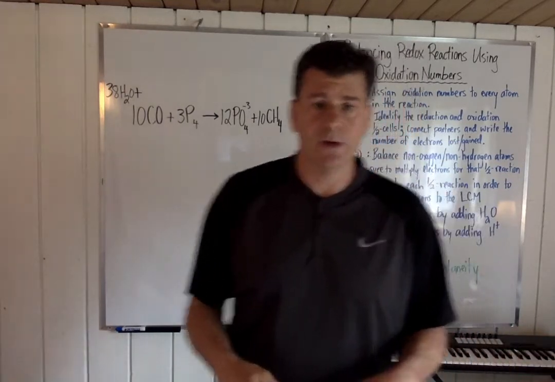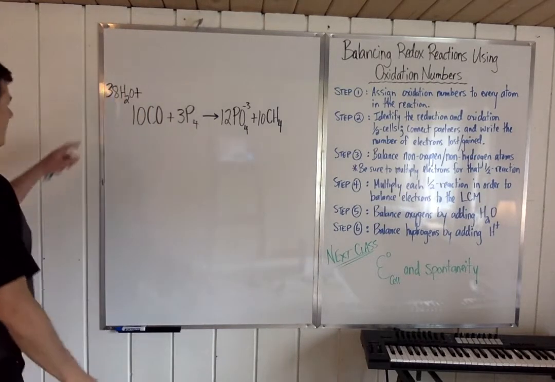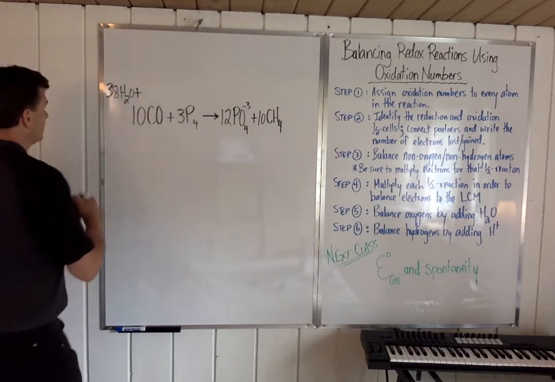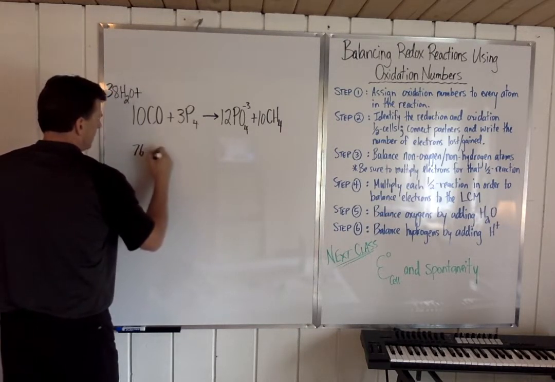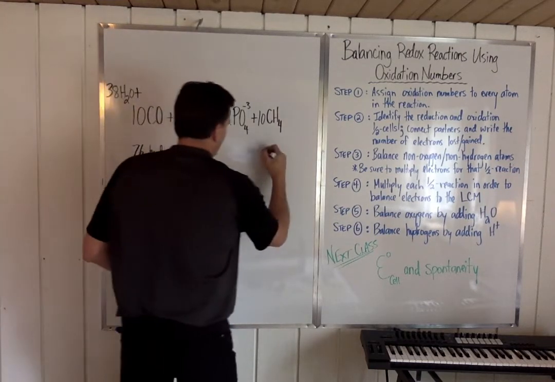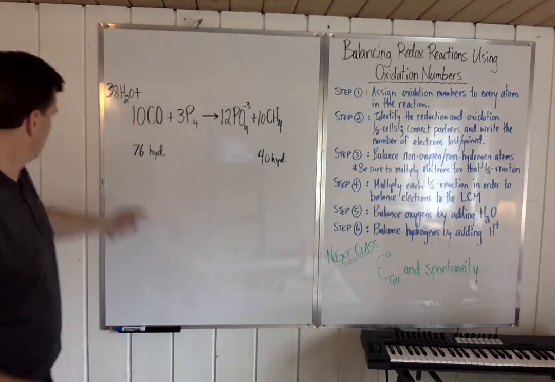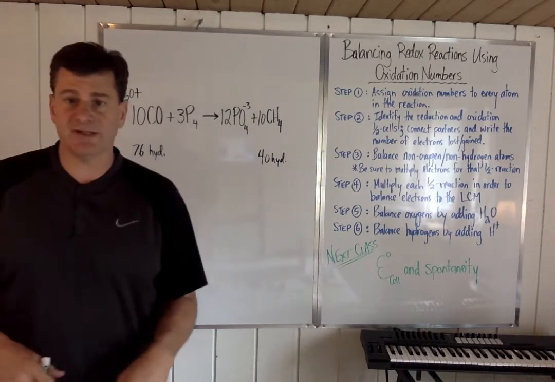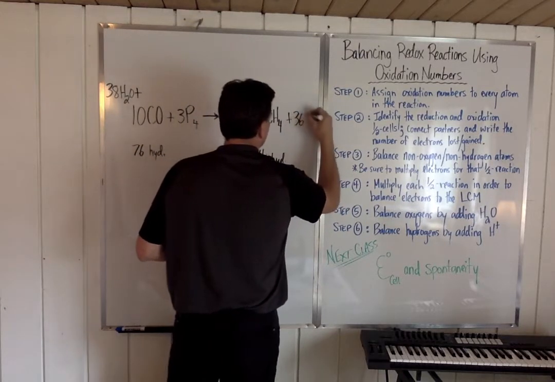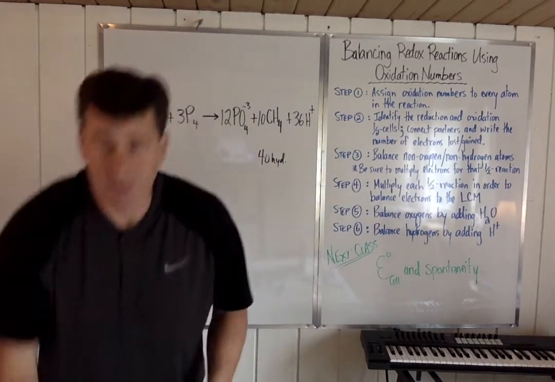So now the last step, according to step number 6, says balance your hydrogens using H pluses. Okay, so I have 38 times 2. So I have 76 hydrogens over here. I have 10 times 4, I have 40 hydrogens over here. So 76 and 40 have a difference of 36. They need to go on this side. So plus 36 H plus. Now, I should be balanced.